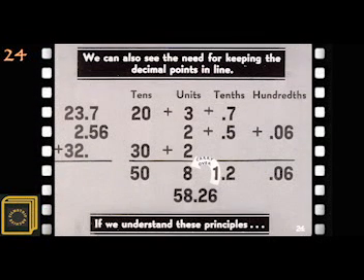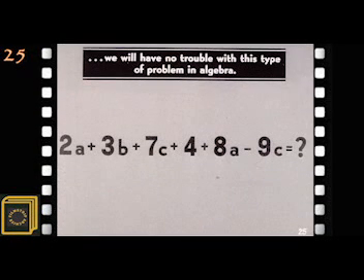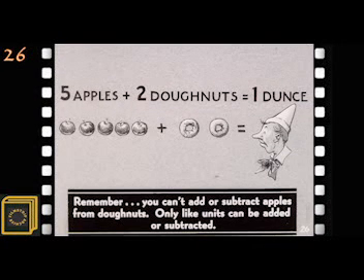We can also see the need for keeping the decimal points in line. Tens, units, tenths, and hundredths. If we understand these principles, we will have no trouble with this type of problem in algebra. Remember, you can't add or subtract apples from donuts. Only like units can be added or subtracted.